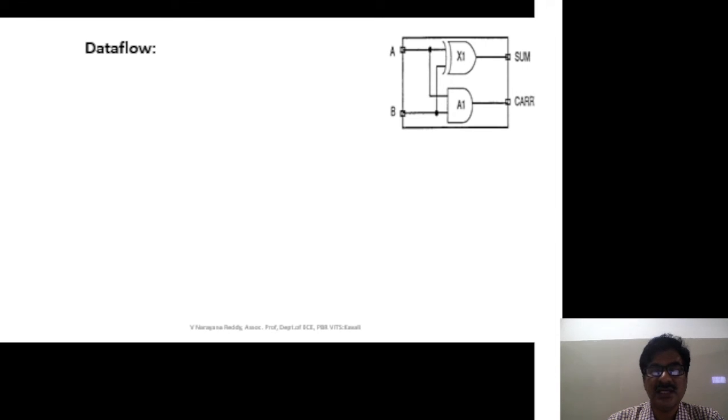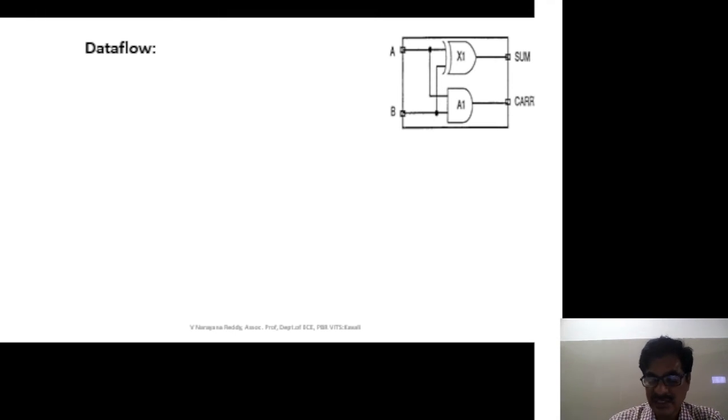But in order to write the program in the data flow style, what information do we need from the logic circuit? That is the Boolean expressions. If you know the Boolean expressions, then you can easily write the architecture body in the data flow style.